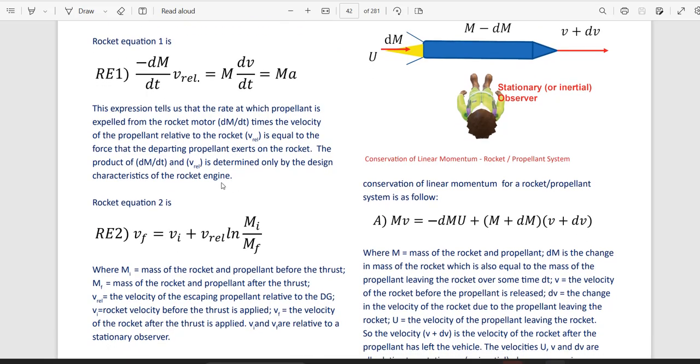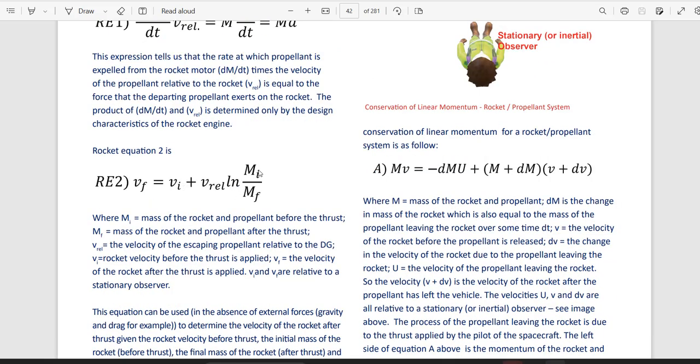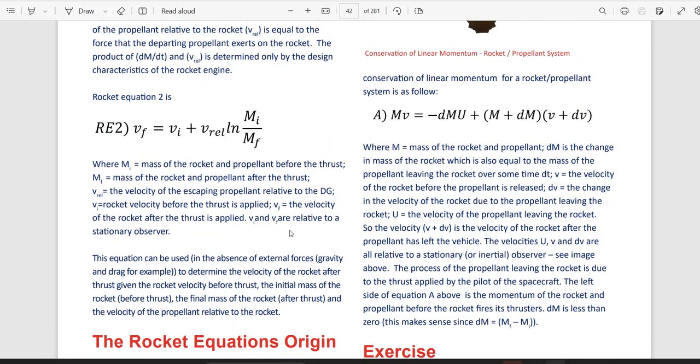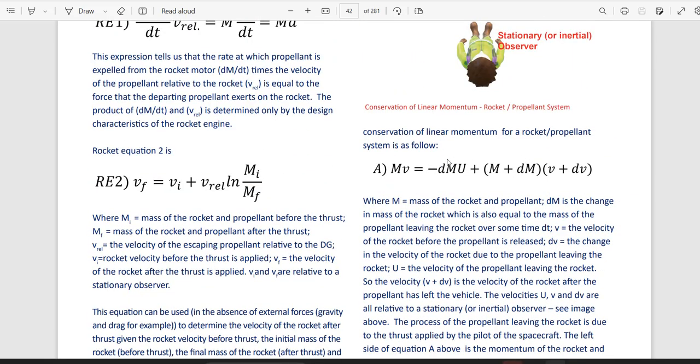Okay, rocket equation number 2 is this. This is the mass of the rocket and propellant before the thrust. M_f is the mass of the rocket and propellant after the thrust. V_rel is the velocity of the escaping propellant relative to the delta glider. V_i is the rocket velocity before the thrust is applied, and V_f is the velocity of the rocket after the thrust is applied. Both V_i and V_f are relative to a stationary observer. The origin of both equations comes from the conservation of linear momentum.